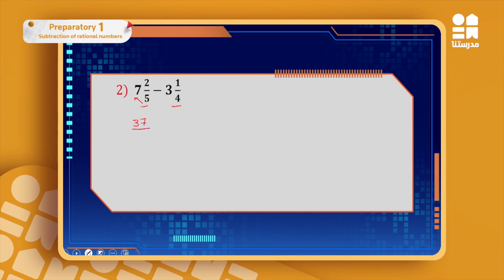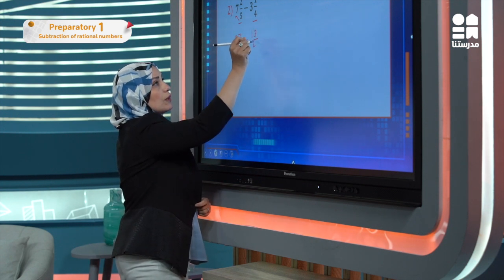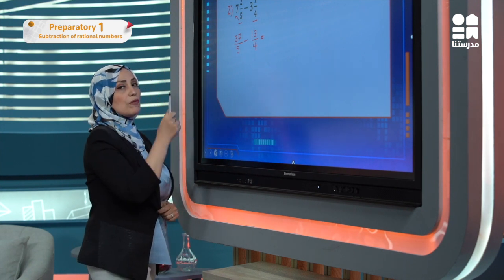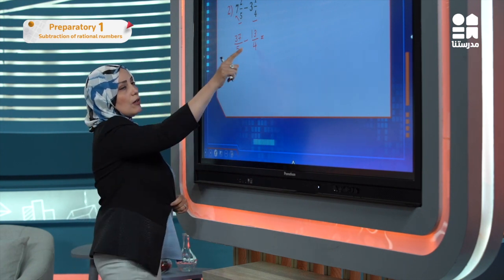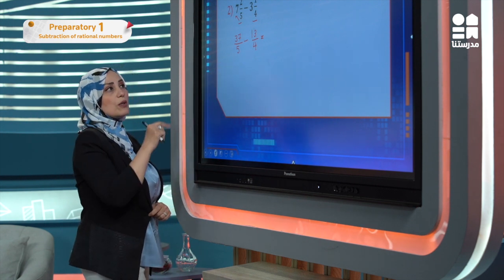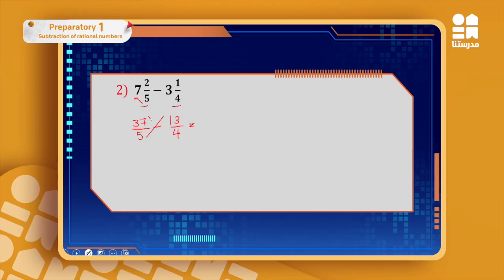37 over 5 minus 4 times 3 is 12, plus 1 is 13 over 4. My question: same, or convert, or cross? They are not the same. I cannot convert one to the other by multiplying, so we need to do cross multiplication. Three lines. 1, 2, 3.